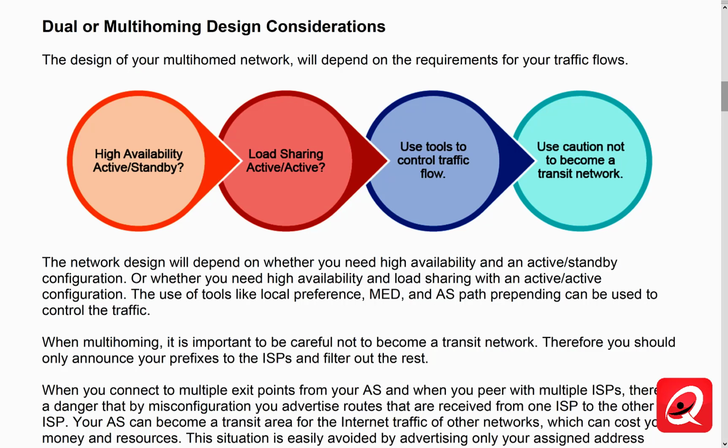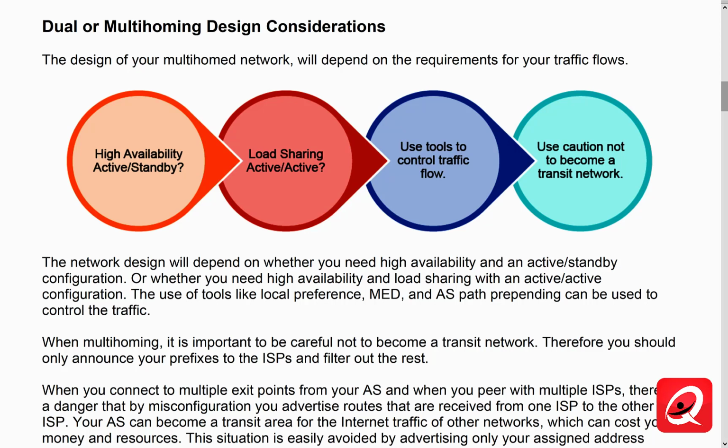Now, when it comes to load sharing, obviously it gets a little bit more complicated because we have to have a policy in place that allows us to identify which path is going to be used for which prefix destinations, right? Which destinations we're going to. And we can use various path attributes to influence that decision.